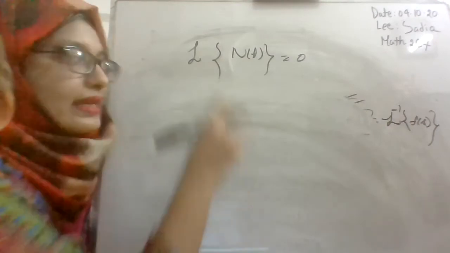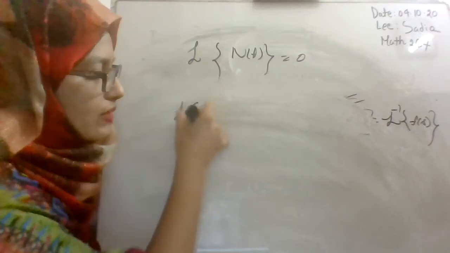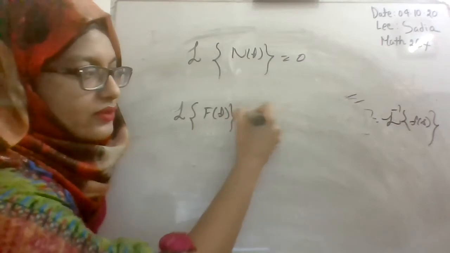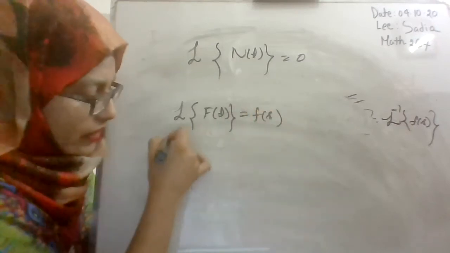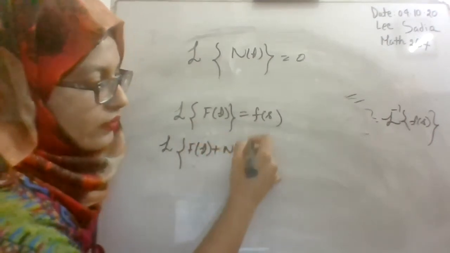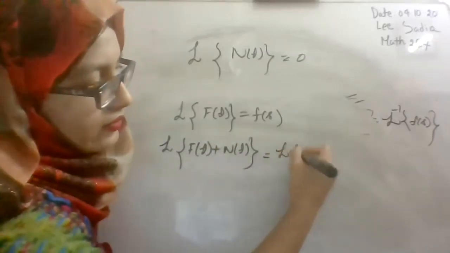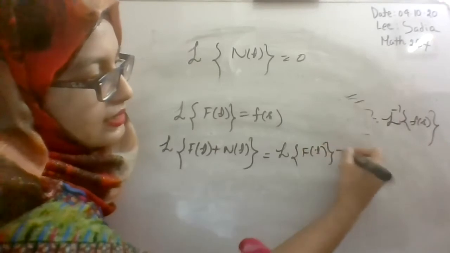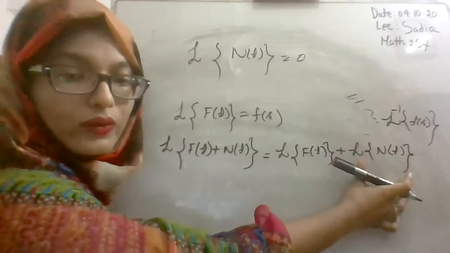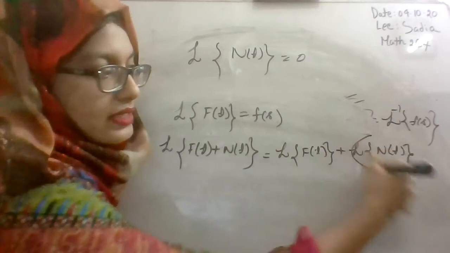Here you know that the Laplace transformation of the null function is equal to 0. Now I am finding the Laplace transformation of a function f of t. Laplace transformation of f of t is equal to F of s. Now I will find the Laplace transformation of f of t plus n of t. It will be the Laplace transformation of f of t plus the Laplace transformation of n of t. And we know that there is a property: the Laplace transformation of the null function is equal to 0. So this term will be 0.